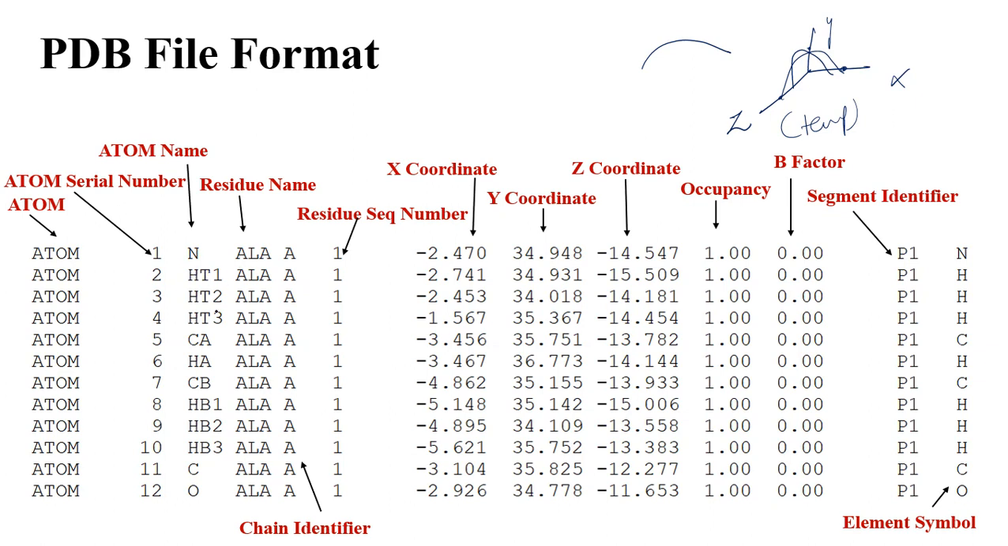See, there is HT1, 2, 3, but here it will only be H. CA, C, H A, H, C B, H, H B1, B2, B3, H, H, H. So whatever is mentioned here, the first letter of it becomes the element symbol. This is a very important file format you have to understand. If you are working in bioinformatics, on protein modeling or docking or whatever kind of study, you must understand this kind of file format. This is very important.